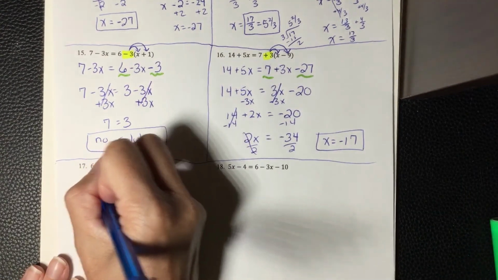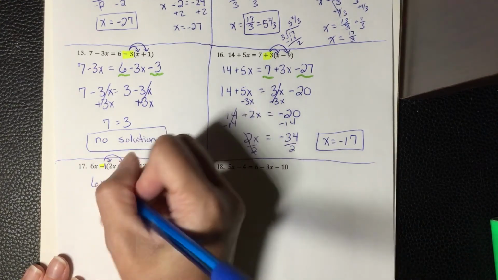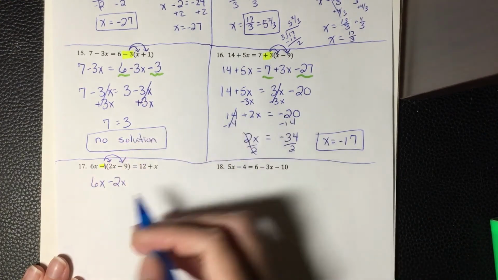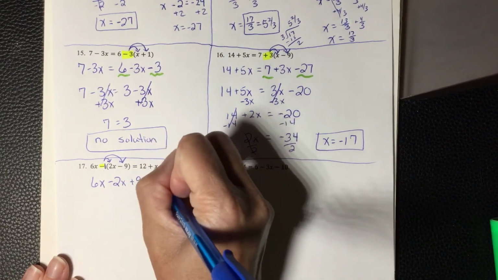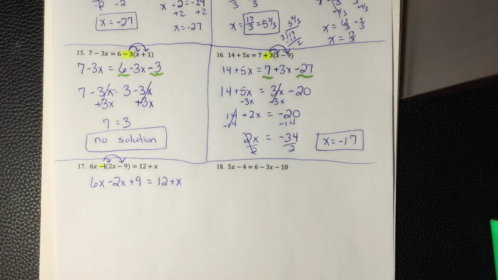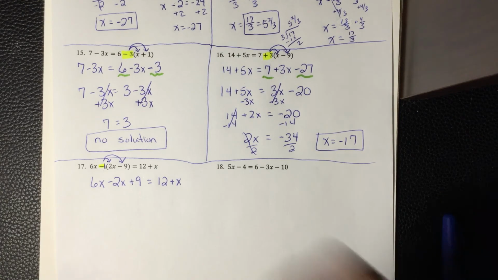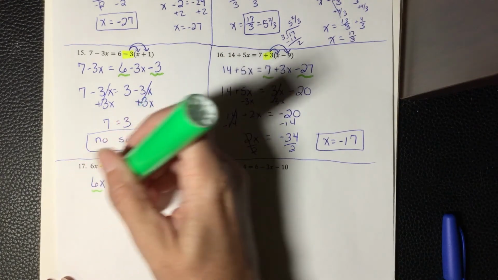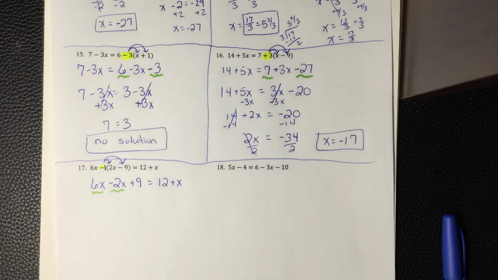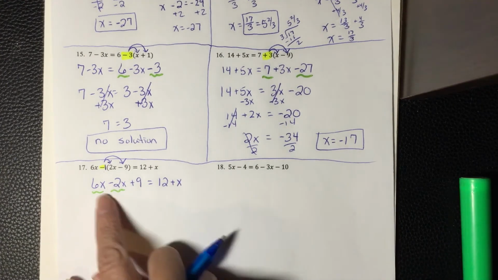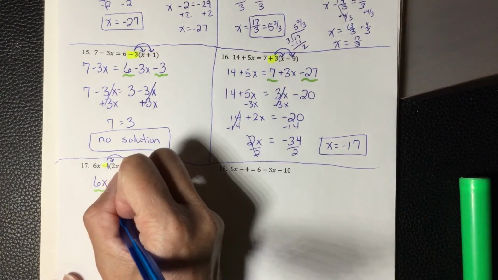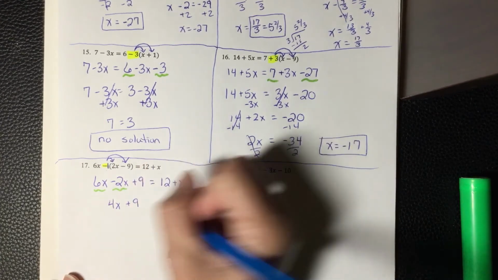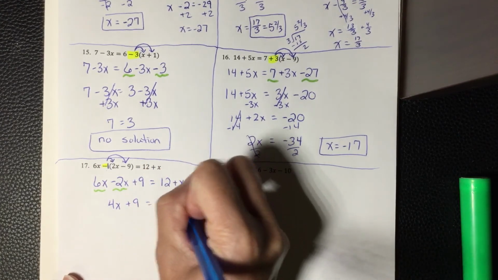So we have 6x. Negative 1 times 2x is negative 2x. Negative 1 times negative 9 is positive 9. And then I bring down the rest of the problem. All right, so my next step is my cleanup step. I'm looking at one side of the equation at a time, and I'm noticing on the left I've got a couple of x terms. So I want to go ahead and clean that up. It's on the same side, so I'm not using my addition principle. I'm just saying 6 minus 2 is 4. So that becomes 4x plus 9 equals 12 plus x.